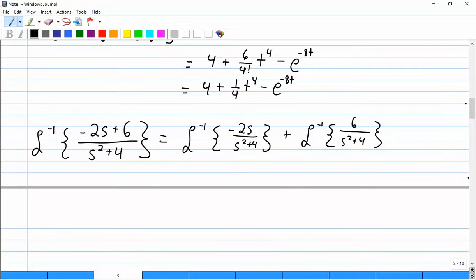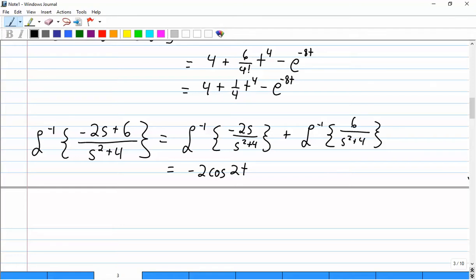So first term over the denominator plus the second term over the denominator. Alright, now the first one I have an s in the numerator. There's a negative 2 in front, which can be factored out. And if you bring the negative 2 out, you'd have s over s squared plus 4. And that would fit the formula for cosine, right? So that would be negative 2 times cosine of, what's the a? 2, because that's a squared. So that would be 2t.